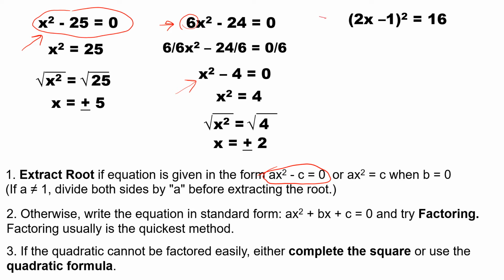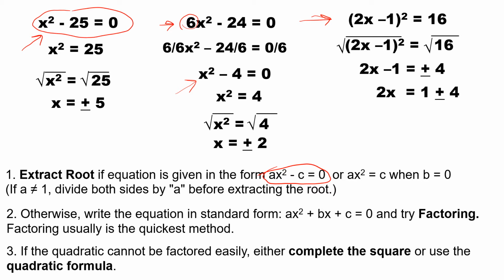This one is also in that form. It just so happens that it's a quantity squared. So basically the a is the 2x minus 1. It's still in that same form, and you're just going to extract the root. Remember, this comes out of the radicand. The square root of 16 is plus or minus 4. And of course, now you need to solve the equation. So we're going to add 1 to both sides and then divide everything by 2. And then from there we can simplify, and we get either 5/2 or -3/2.